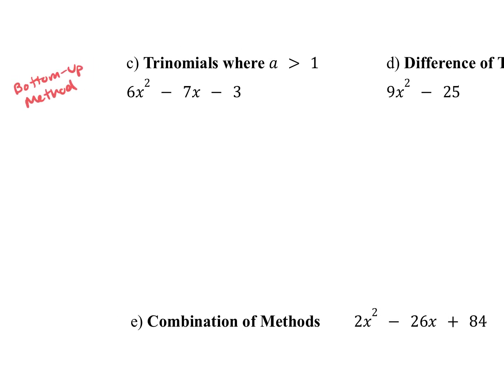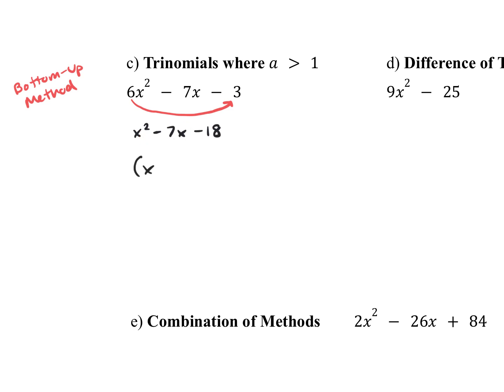So for this method, what you do is you take your a value, which in this case is 6, and we're going to temporarily multiply it to our c value. So I'm going to rewrite our expression like this. Now notice this is definitely not our original expression, so this is just kind of an intermediate step. And then I look at this expression and I ask myself, can I factor this?